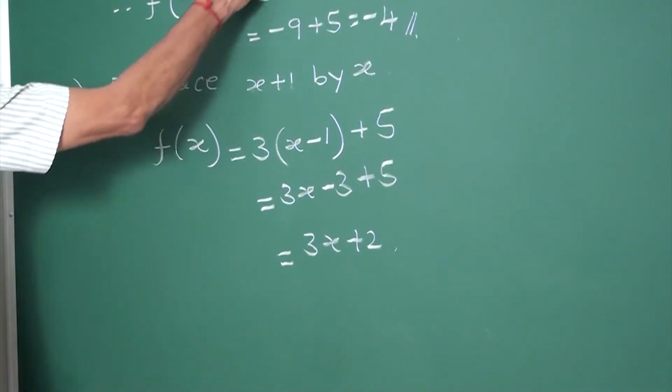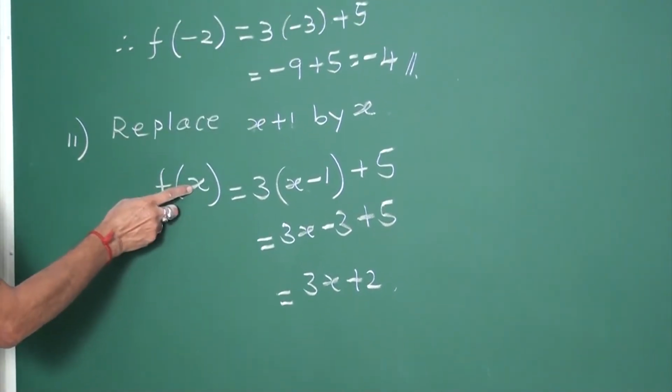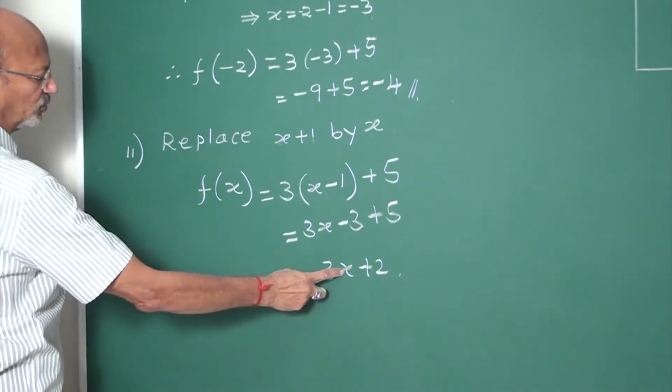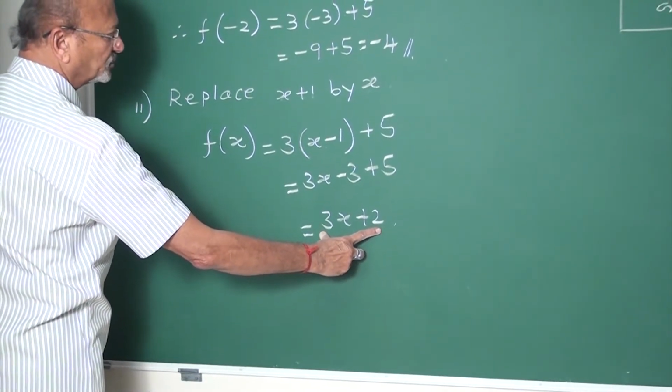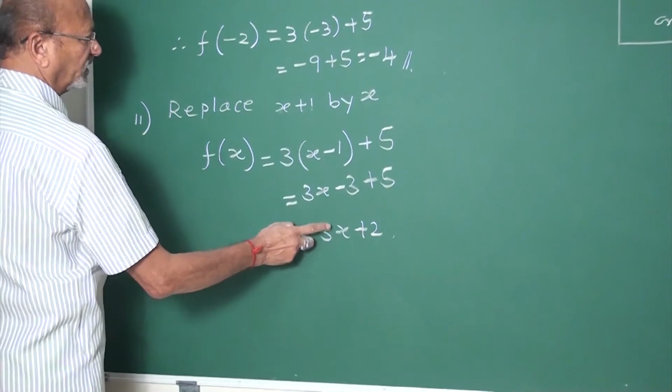To find your f of minus 2, put x equal to minus 2. If you put x equal to minus 2, what do you get? Minus 6 plus 2. What is minus 6 plus 2? It is minus 4.